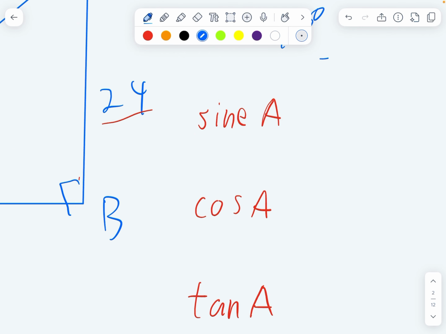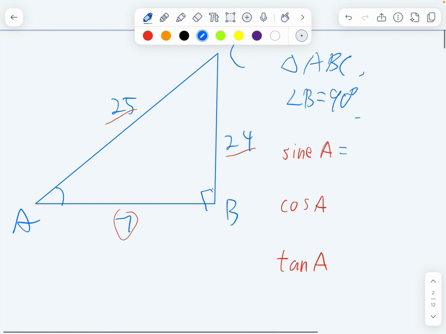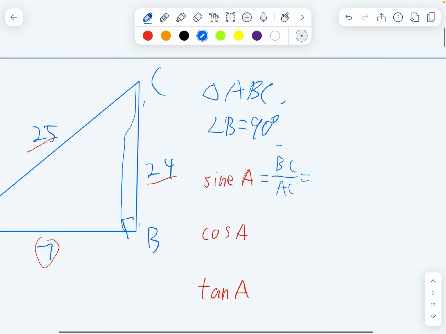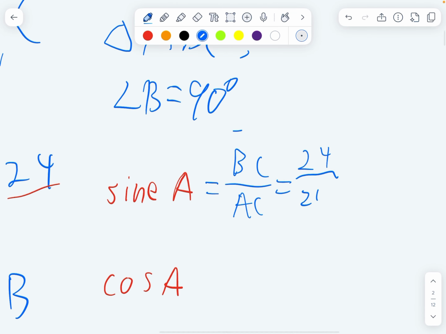Okay, so sine A: this is angle A, so BC is the opposite of A, and for the hypotenuse, the slanted side, it is AC. So sine A equals 24 over 25.